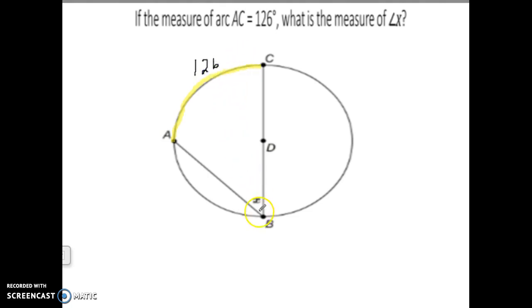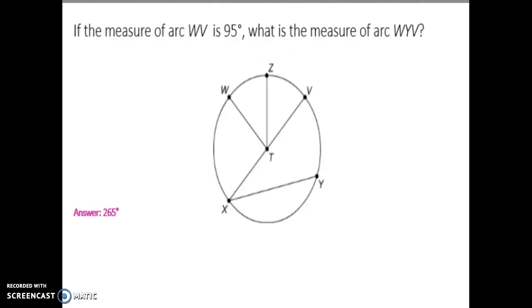Now the inscribed angle theorem tells you that this angle, inscribed angle means the vertex is on the circle, is going to be half the measure of the arc. So if they give you the arc, you're simply going to divide by 2, and the measure of that angle is going to be 63 degrees. If they were to give you the angle, you would multiply by 2 to get the arc.